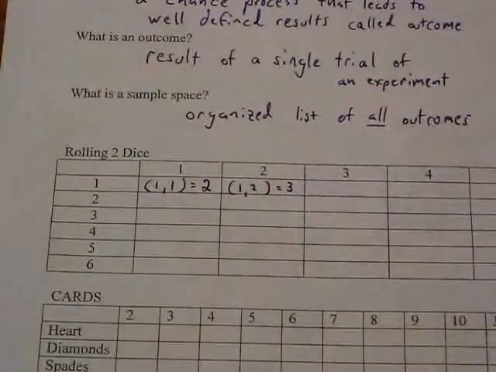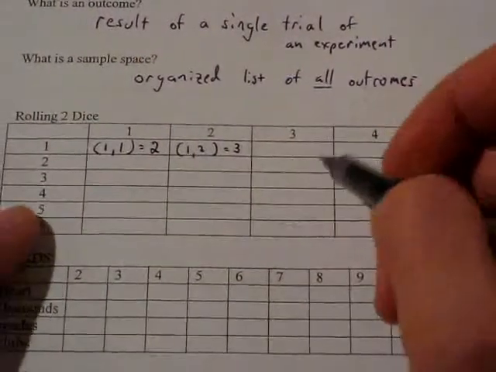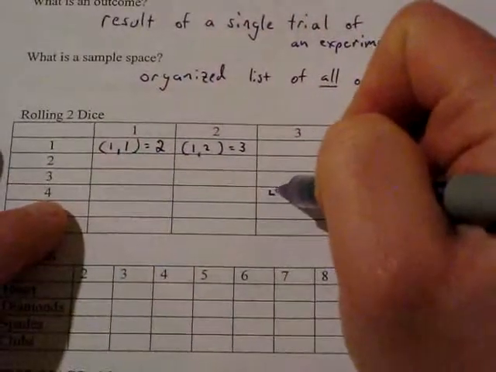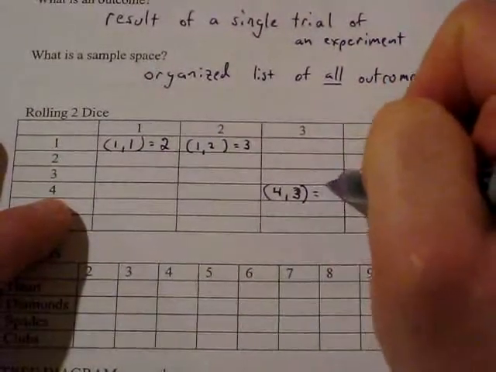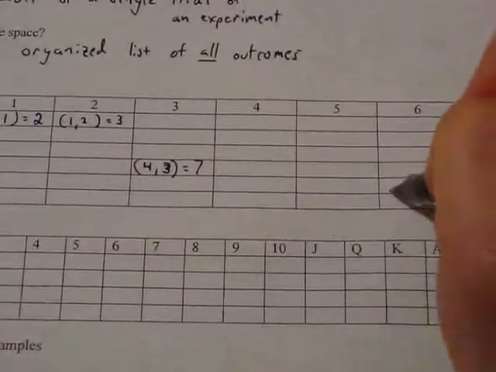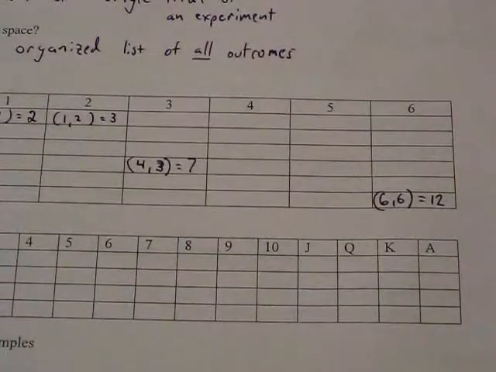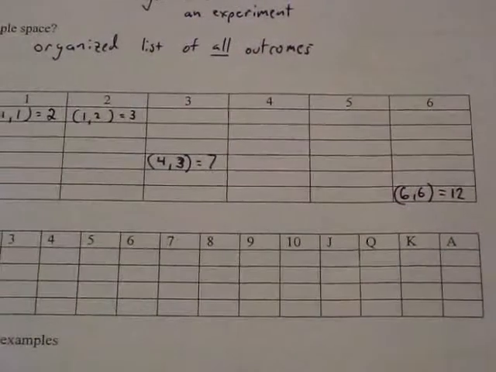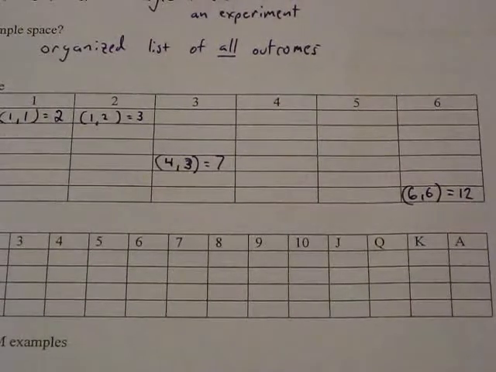Now, instead of me filling this entire thing out, I can just jump around a little bit and let you think about this. If I was going to go from 4 on the first die and 3 on the second die, this would be 4 and 3, and that would add up to 7. And if I was going to go all the way to the end, I would have 6 and 6, which would add up to 12. Now, I've made some half sheets, and the half sheets are going to have all of this filled in, and you can download those off of my Moodle site. Those files will be available to you.